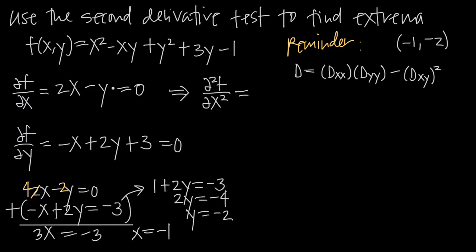So here we have 2x minus y. If we take the derivative of that with respect to x, we just get 2. If we take the partial derivative with respect to y of the first order partial derivative with respect to y, we took y, we're taking y again, it's partial squared f over partial y squared, taking the derivative of negative x plus 2y plus 3 with respect to y again, the derivative of negative x is 0, the derivative of 2y is 2, and the derivative of 3 is 0, so we just end up with 2.